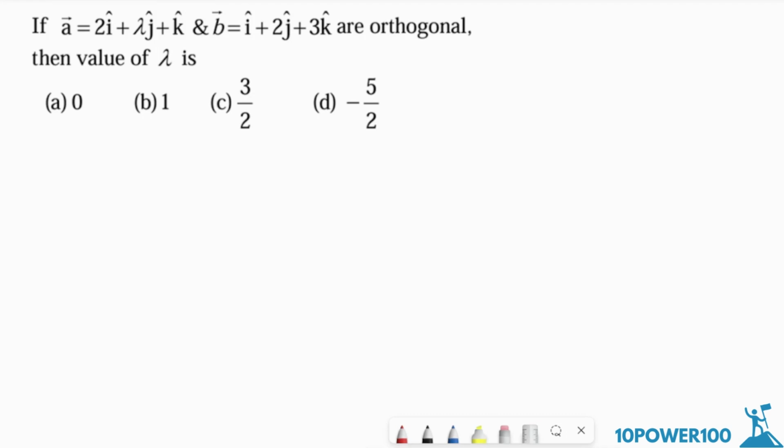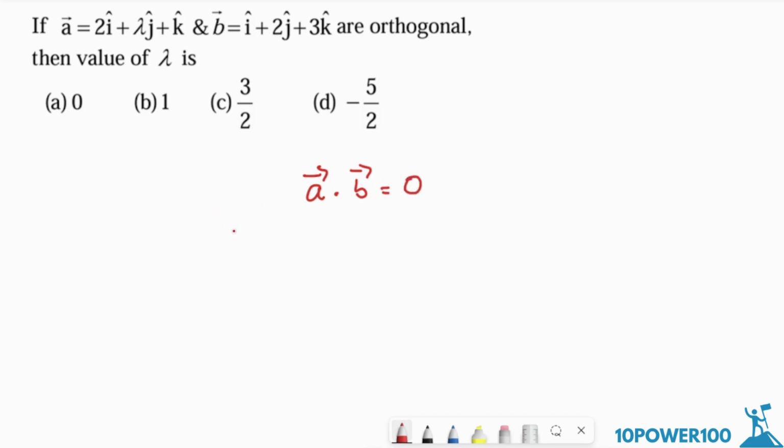So the first question: vector A is given and vector B is given, and they say it is orthogonal, and they're asking us to find the lambda value. First, you should know what orthogonal means. Orthogonal means perpendicular. So if two vectors are perpendicular, then the dot product of the two vectors will be 0. So vector A dot vector B will be 0.